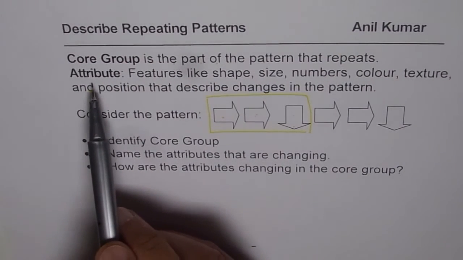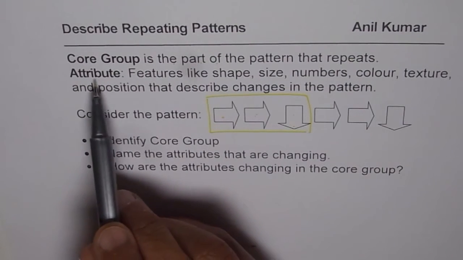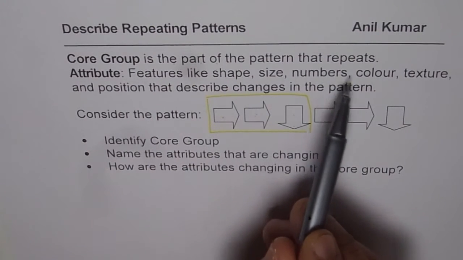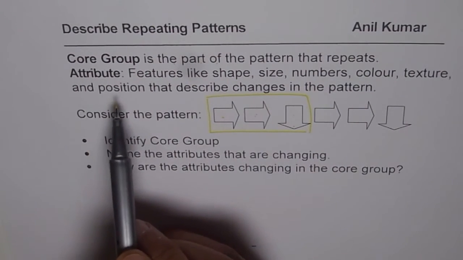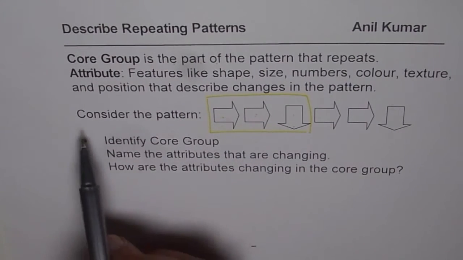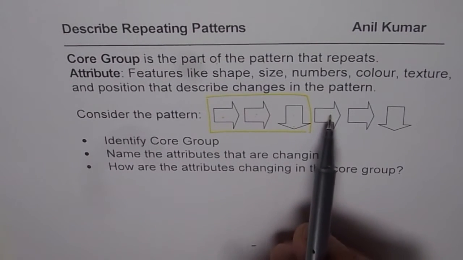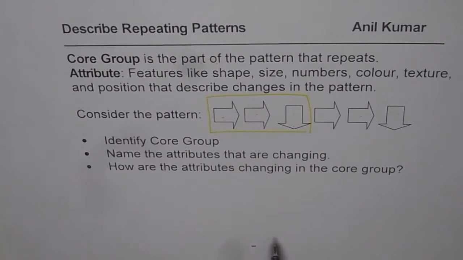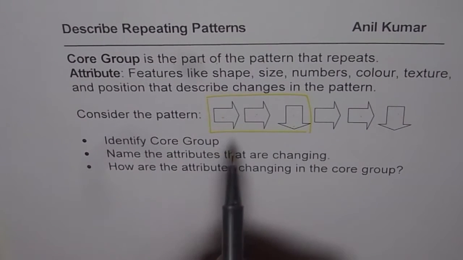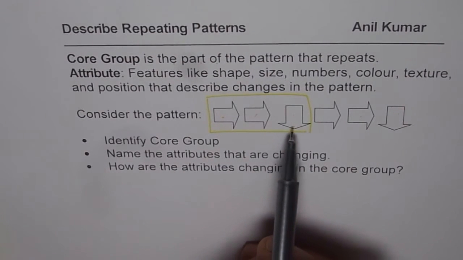Now we have also looked into attributes. Let's revisit attributes. Attributes, as you know, are features like shape, size, number, color, texture, and position that describe changes in the pattern. Now let us consider this pattern once again. We have two arrows pointing right, one down, two arrows pointing right, one down. Now in this question, you need to identify the core group, which we just now did. Two arrows pointing right, one down becomes the core group.